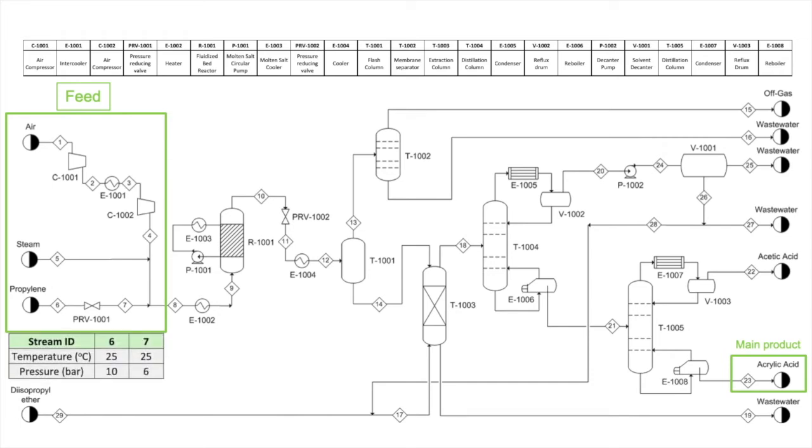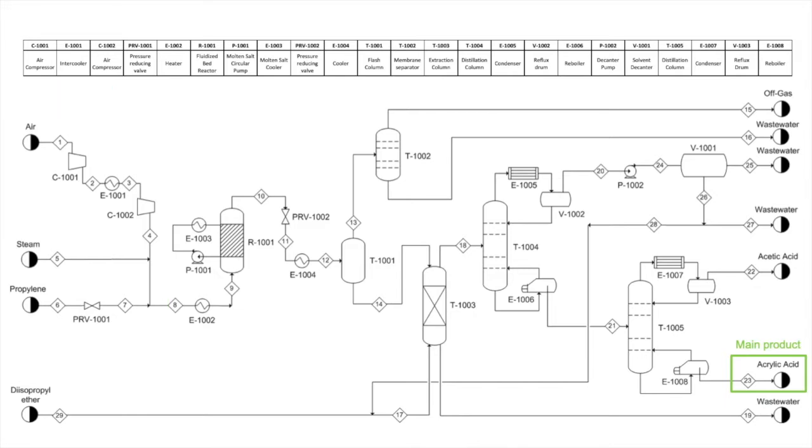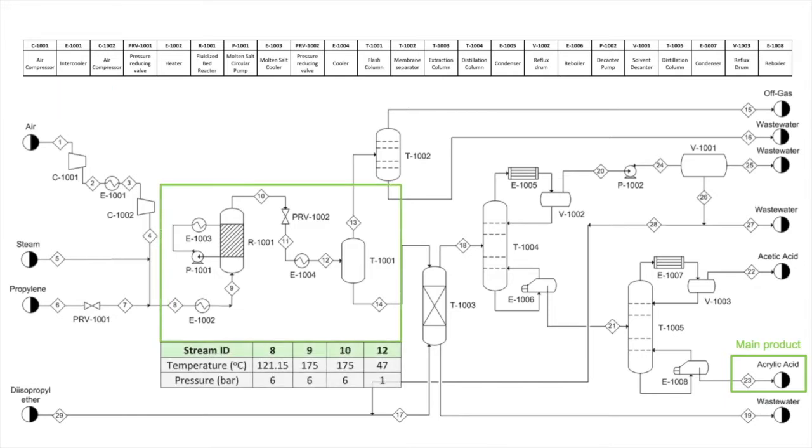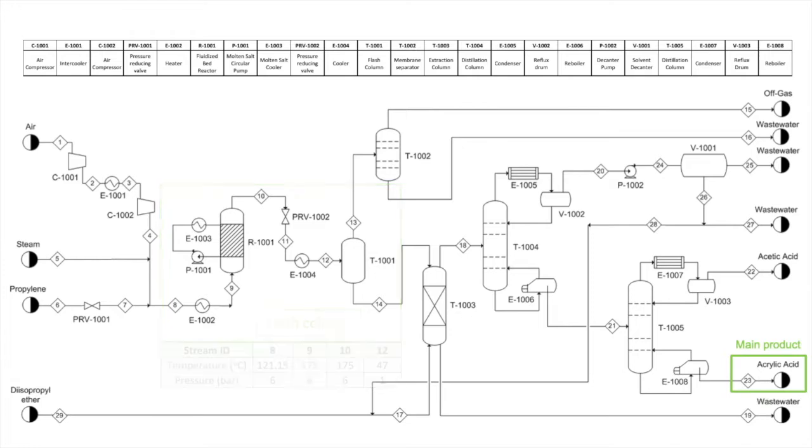Then, all the feed streams in vapor phase are mixed and then heated before entering the fluidized bed reactor. The reaction produces acrylic acid as main product and acetic acid as byproduct, and also off-gases such as carbon dioxide and unreacted propylene. As the vapor mixture exits the fluidized bed reactor, the pressure is reduced by a pressure-reducing valve and cooled down before it undergoes liquid-vapor separation by the flash column. The off-gases are removed from the liquid mixture of acrylic acid, acetic acid, and water.